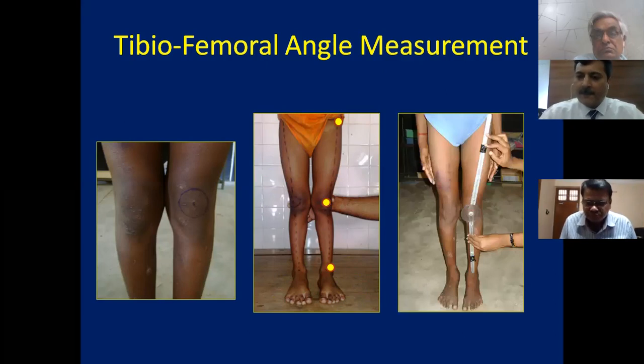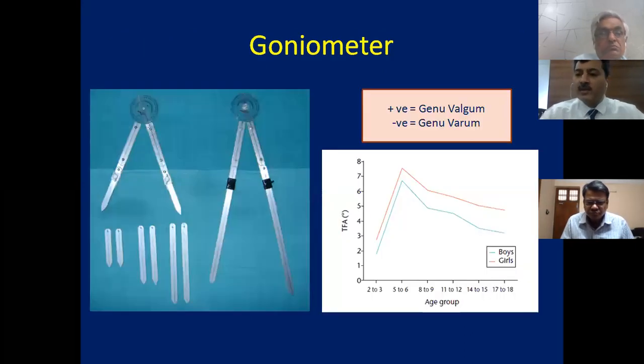tibio-femoral angle. Now, those people who are very keen on measuring this or doing academic work, we tend to have these kinds of goniometers with different handles, which can be used for children of different sizes. And for Genu valgum, we measure it in plus degrees, and for Genu varum, we measure it in minus degrees.